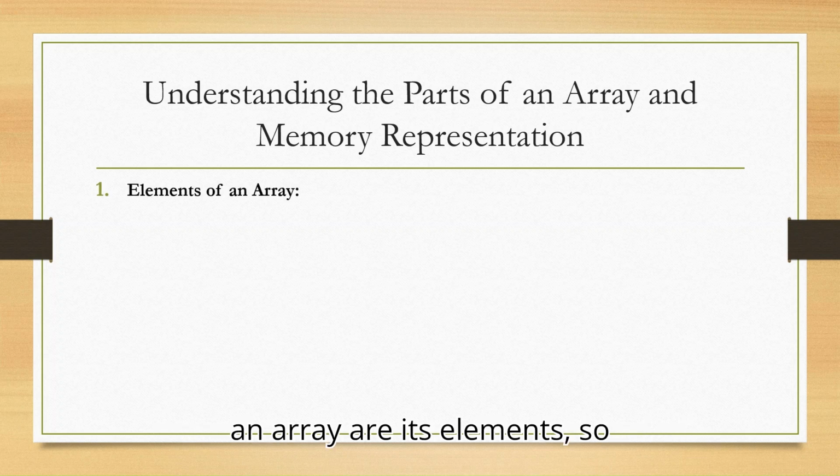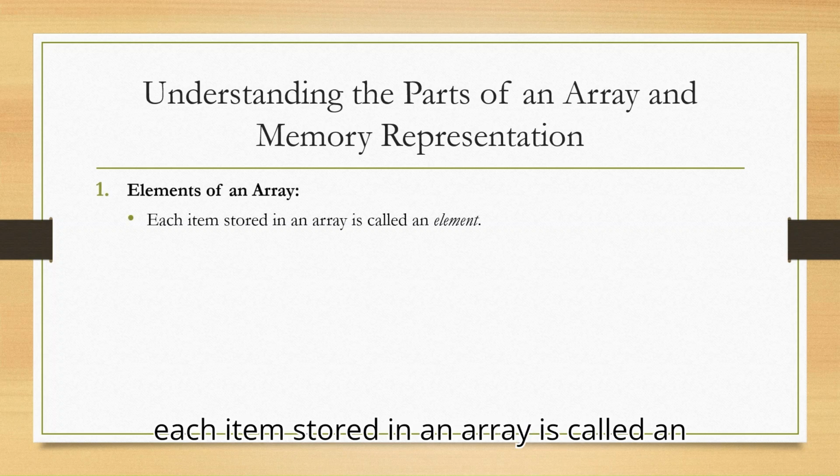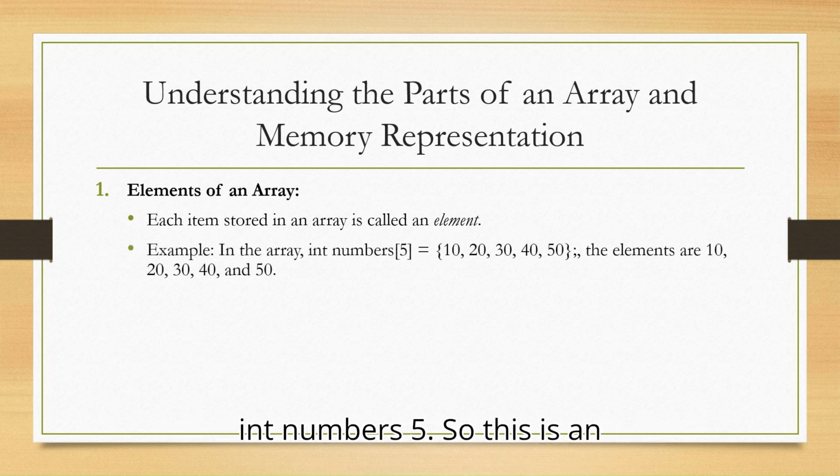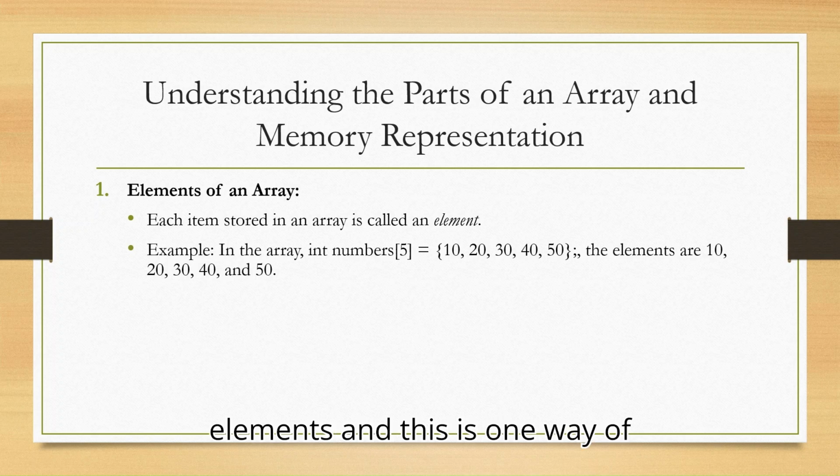The first part of an array is its elements. Each item stored in an array is called an element. Example: in the array int numbers[5], this is an array named numbers with 5 elements. And this is one way of writing or declaring an array.